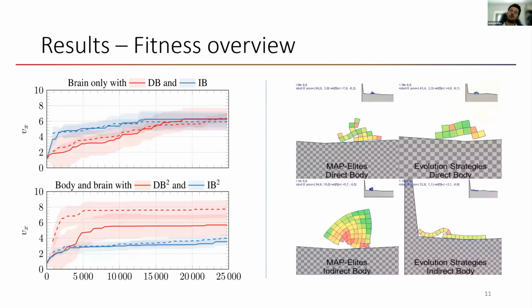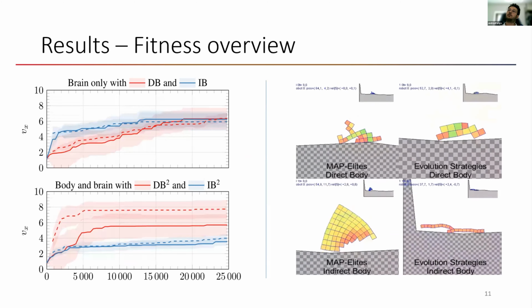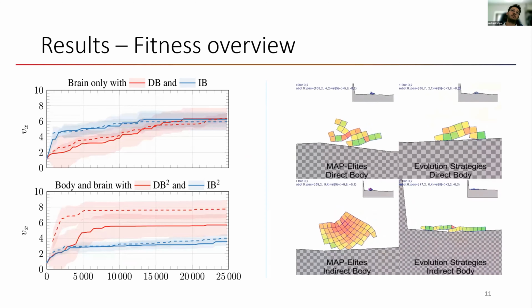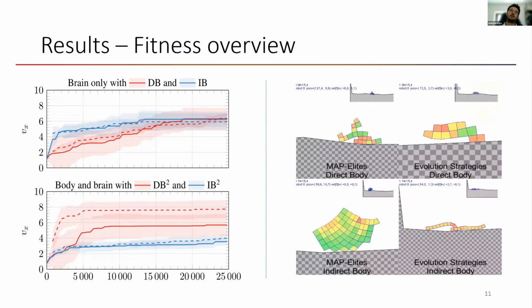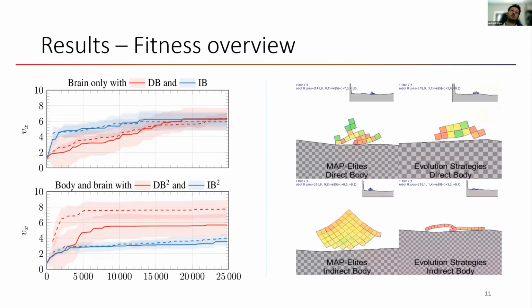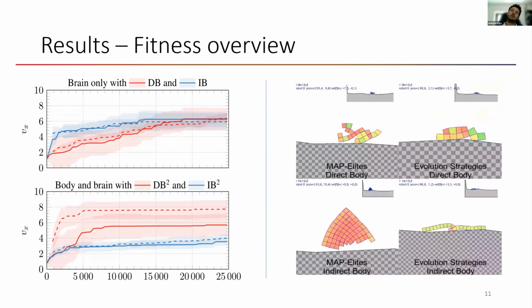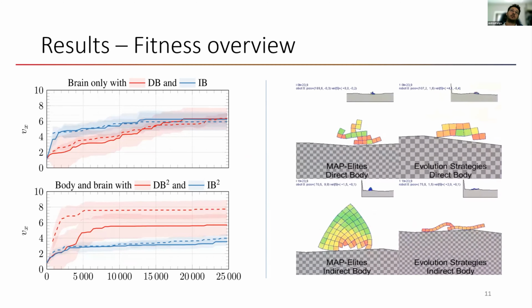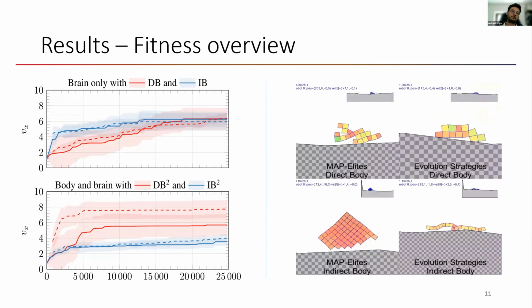Okay. So we'll now see some results. First of all, an overview of the performance of the robot. On the left, we see the fitness trend, where in red is the direct representation and in blue the indirect one, with the dashed line representing MAP-Elites and the solid line representing evolution strategies.